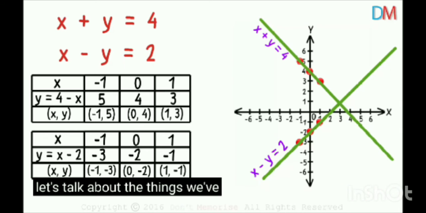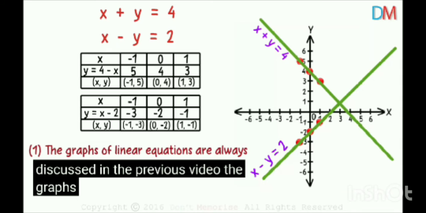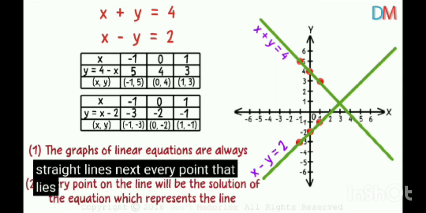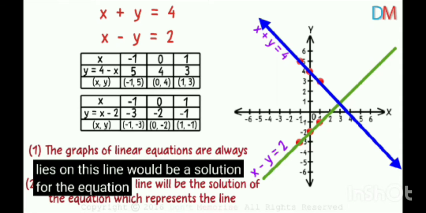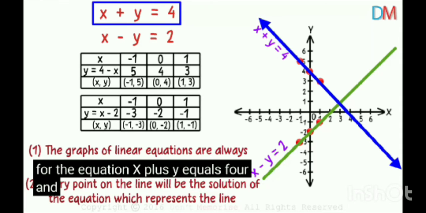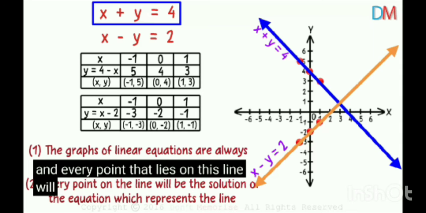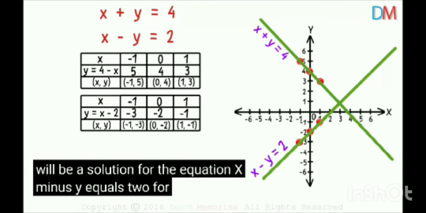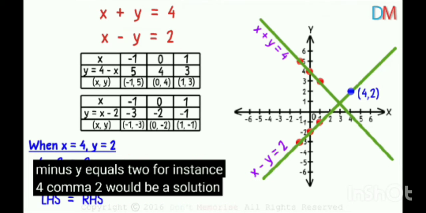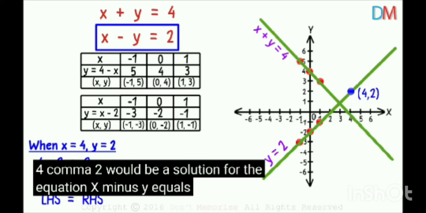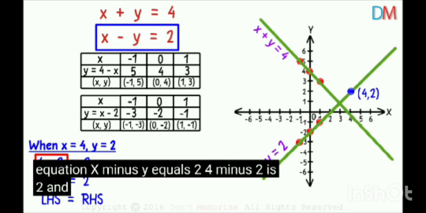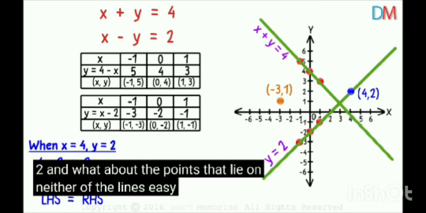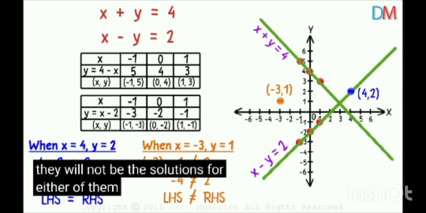Let's talk about the things we discussed in the previous video. The graphs of linear equations are always straight lines. Next, every point that lies on this line will be a solution for the equation x plus y equals 4. And every point that lies on this line will be a solution for the equation x minus y equals 2. For instance, 4, 2 will be a solution for the equation x minus y equals 2. 4 minus 2 is 2. And what about the points that lie on neither of the lines? Easy. They will not be the solutions for either of them.